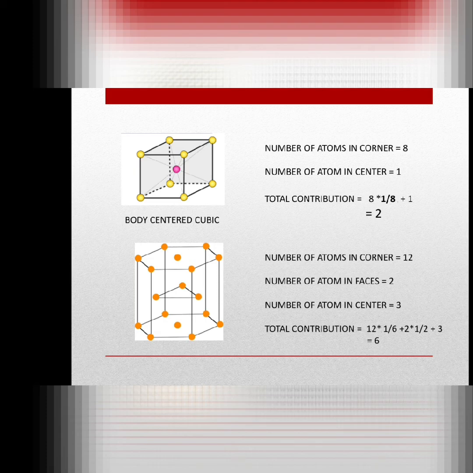So this contribution is equal to 12 into 1 by 6. Now the face center position is shared by another 1 unit cell. So the contribution is half of that, that is 2 into 1 by 2. And in the center position the atoms are not shared by any other unit cell. So the contribution is 1 per atom. So the number of atoms of a hexagonal unit cell is 6.